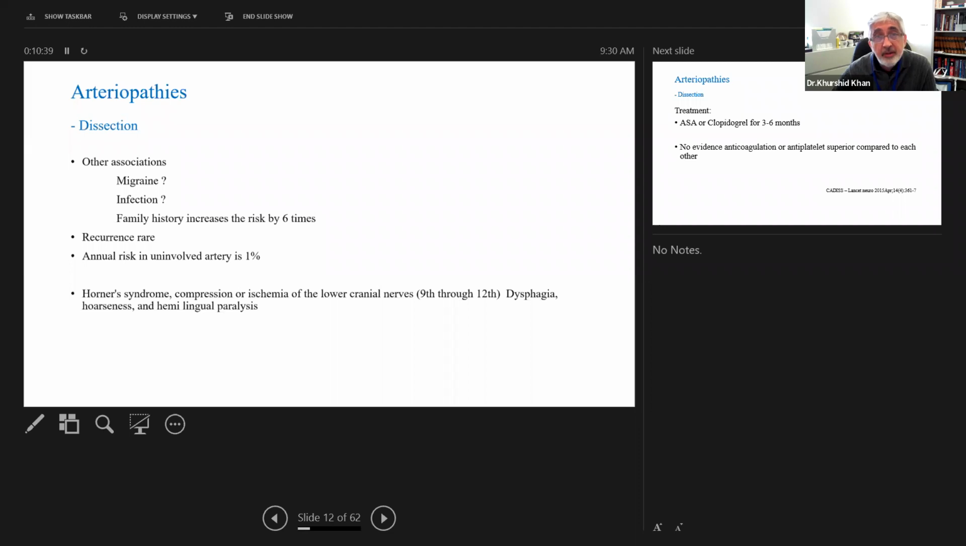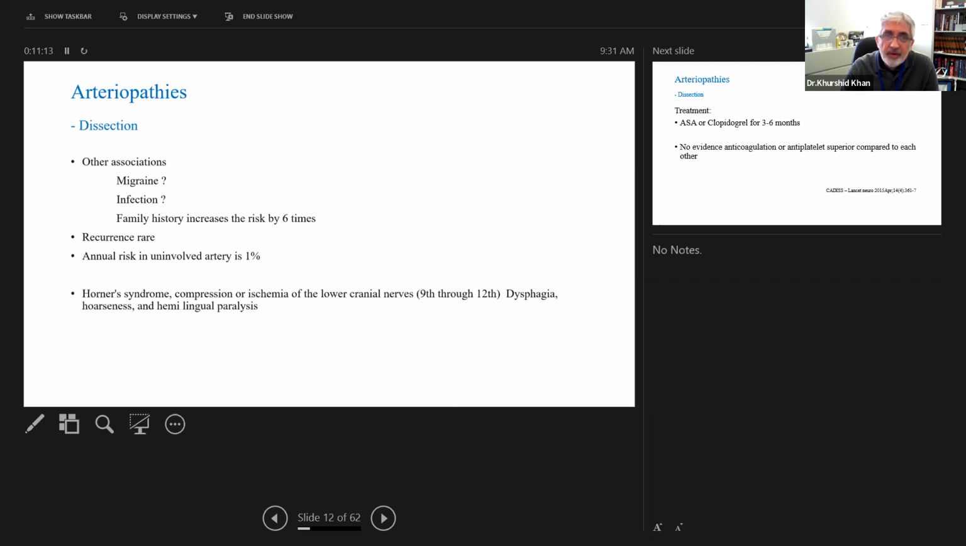Now, other factors are also associated with dissection, and they include infection, migraine, and maybe the family history. If there are other members who have been affected, it may increase the risk by 6 times. Usually the recurrence is very low in dissection unless there is an underlying connective tissue disorder, and the annual risk in uninvolved arteries is 1% or less.